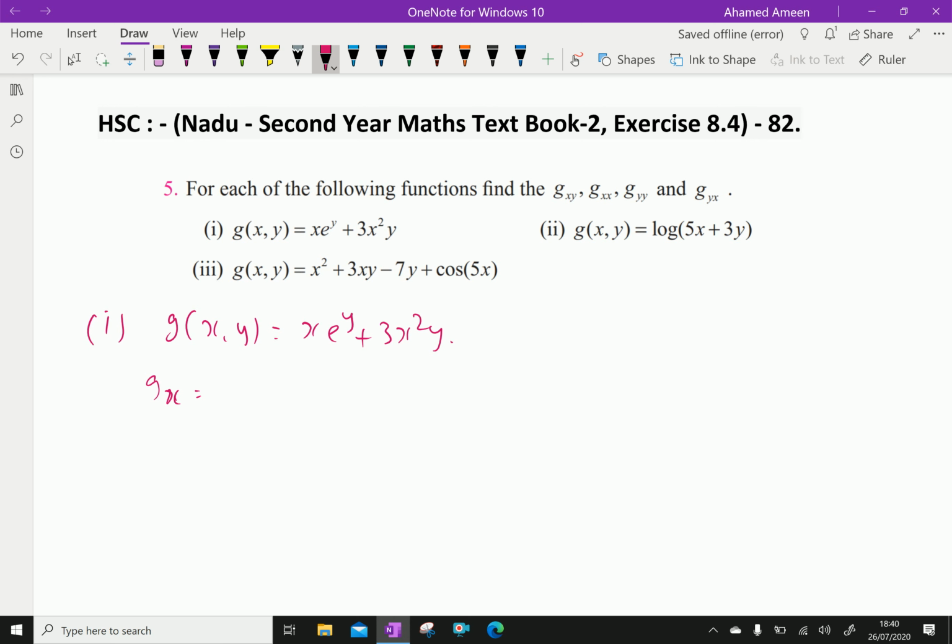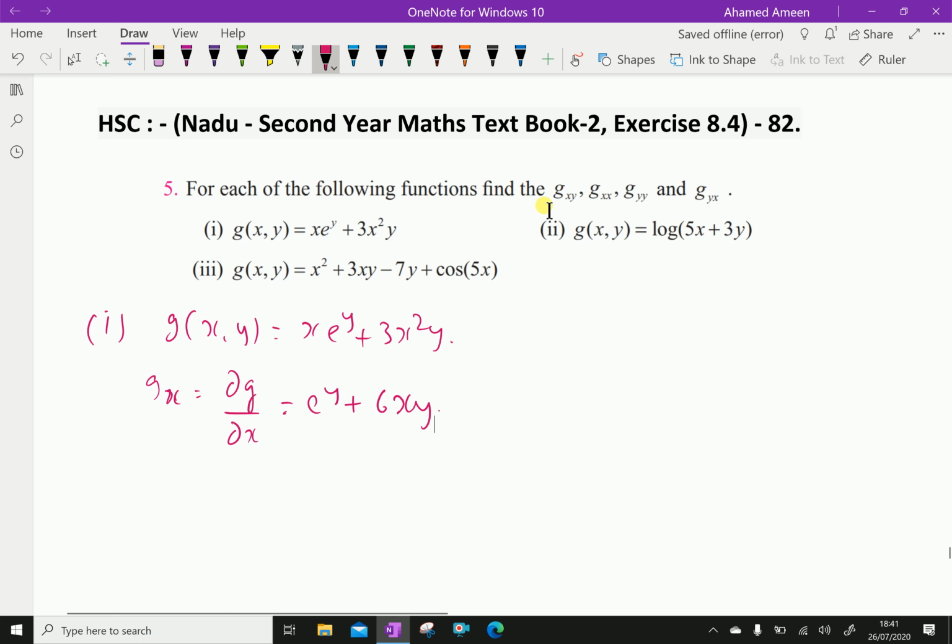You have to differentiate function g with respect to x, that is dou g by dou x. With respect to x, x e power y gives e power y, plus 3x square y gives 6xy, because y is a constant here.